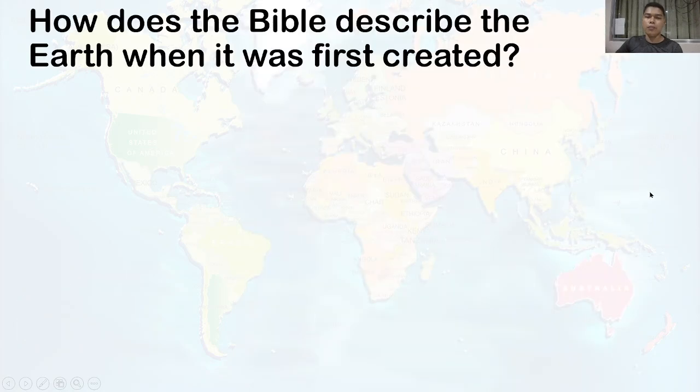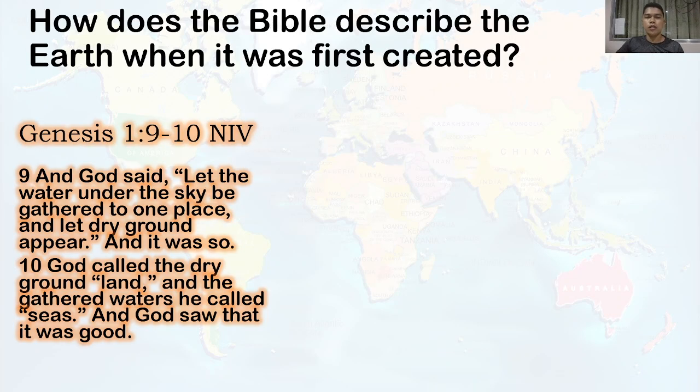How does the Bible describe the earth when it was first created? In the book of Genesis, chapter 1, verses 9 to 10, in the New International Version, verse 9 says, "And God said, Let the water under the sky be gathered to one place, and let the dry ground appear. And it was so." Verse 10: God called the dry ground land, and the gathered waters he called seas, and God saw that it was good. Probably, during the creation, the land was gathered together and the seas were also gathered together.